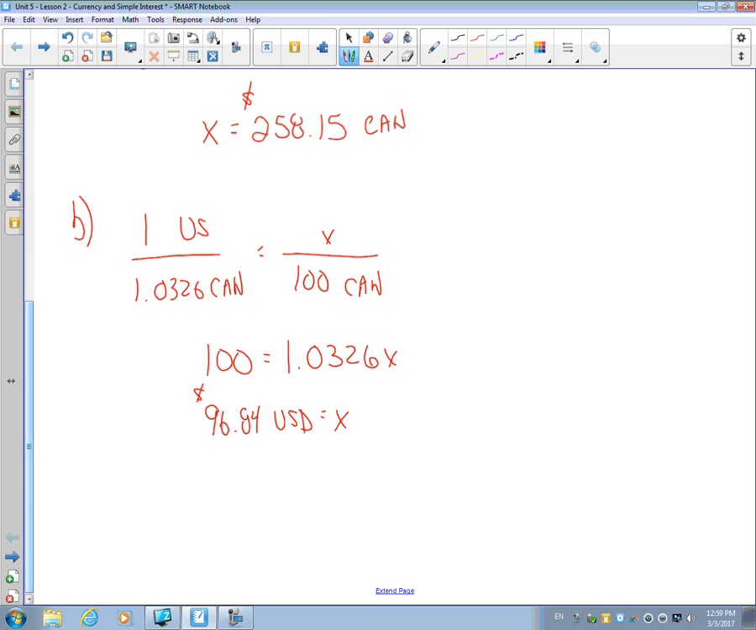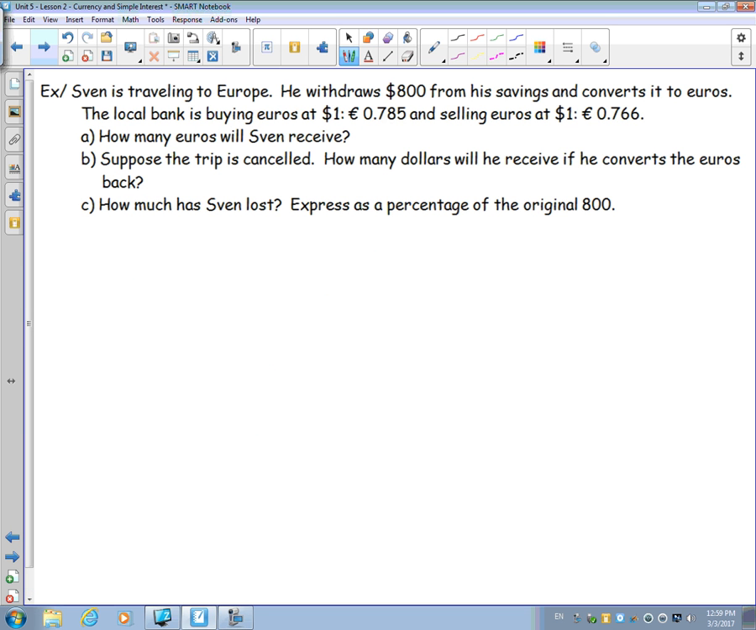Okay, just real quick, simple solving stuff. So try another one. We got Sven. He's traveling to Europe. He withdraws $800 from the savings, converts it to euros. The bank is buying euros at $1 for every 0.785 euros. And they're selling them for $1 for 0.766 euros. How many euros will Sven receive? So we got to interpret this question a little bit. What is Sven doing? He's buying the euros, right? Which means that the bank is actually selling them. So I need to use this conversion.